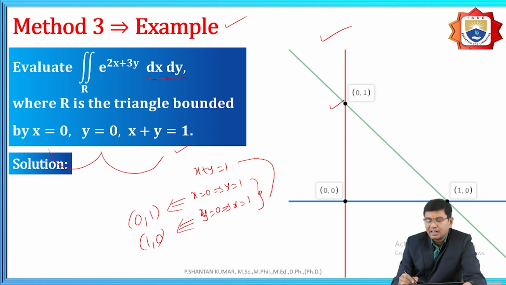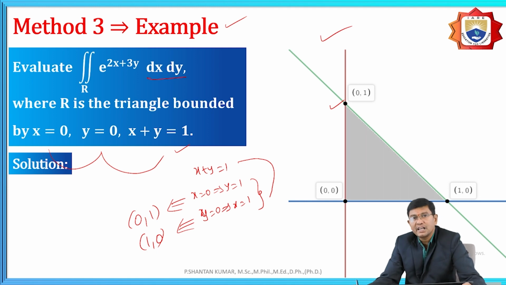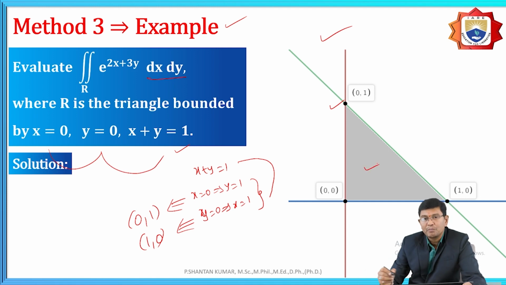Therefore, drawing the diagram, that is 0 comma 1 and 1 comma 0, this is the line x plus y equal to 1. And again here the bounded region is clearly shown by the shadow. That means the region is clearly bounded.